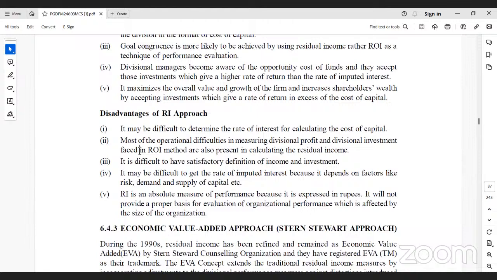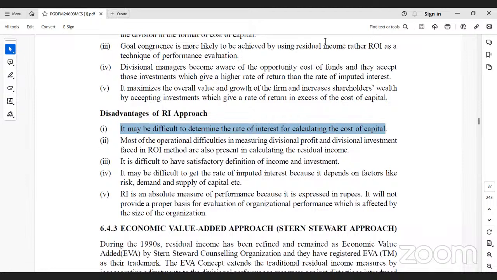There are serious disadvantages also to this residual income approach. It may be difficult to determine the rate of interest for calculating this cost of capital. But it may be easy if the manager knows the sources of funds. The difficult part is how to calculate the cost of equity capital, how to calculate this exact cost of equity capital.